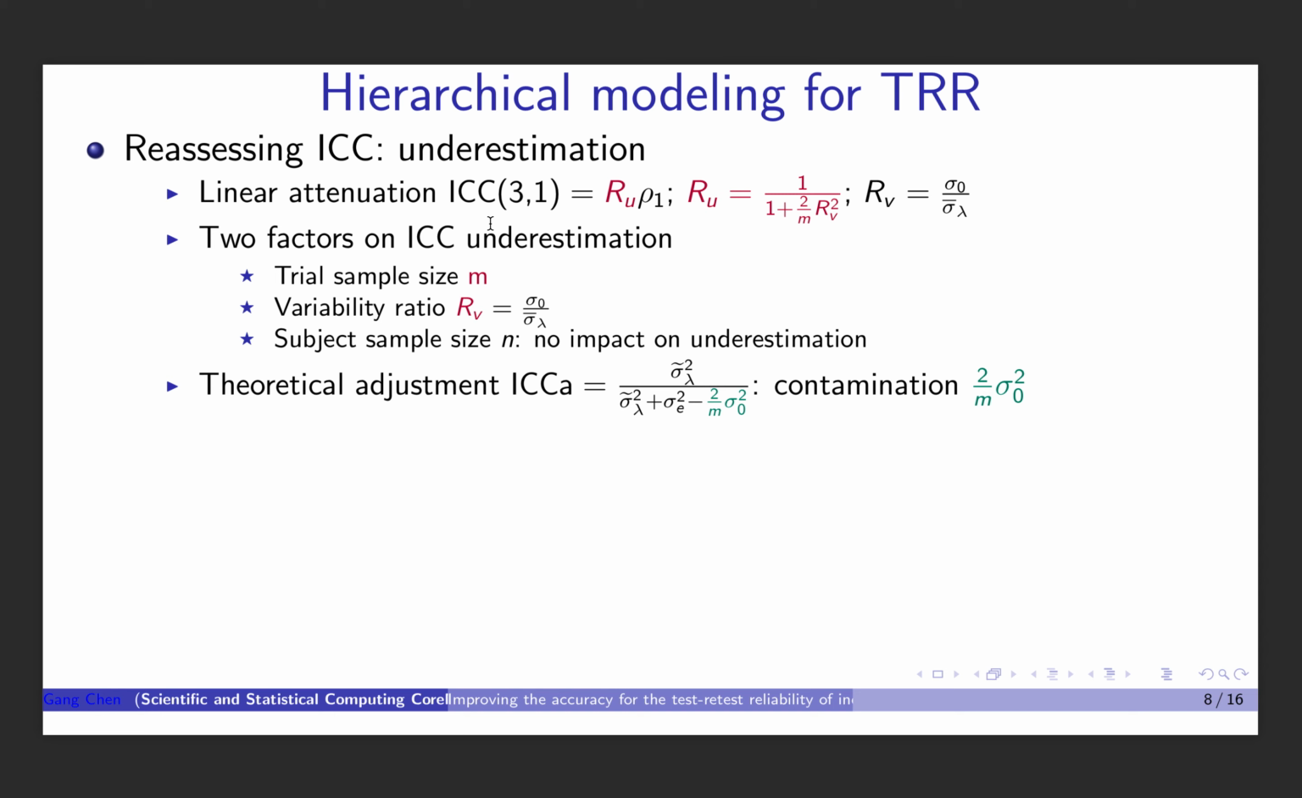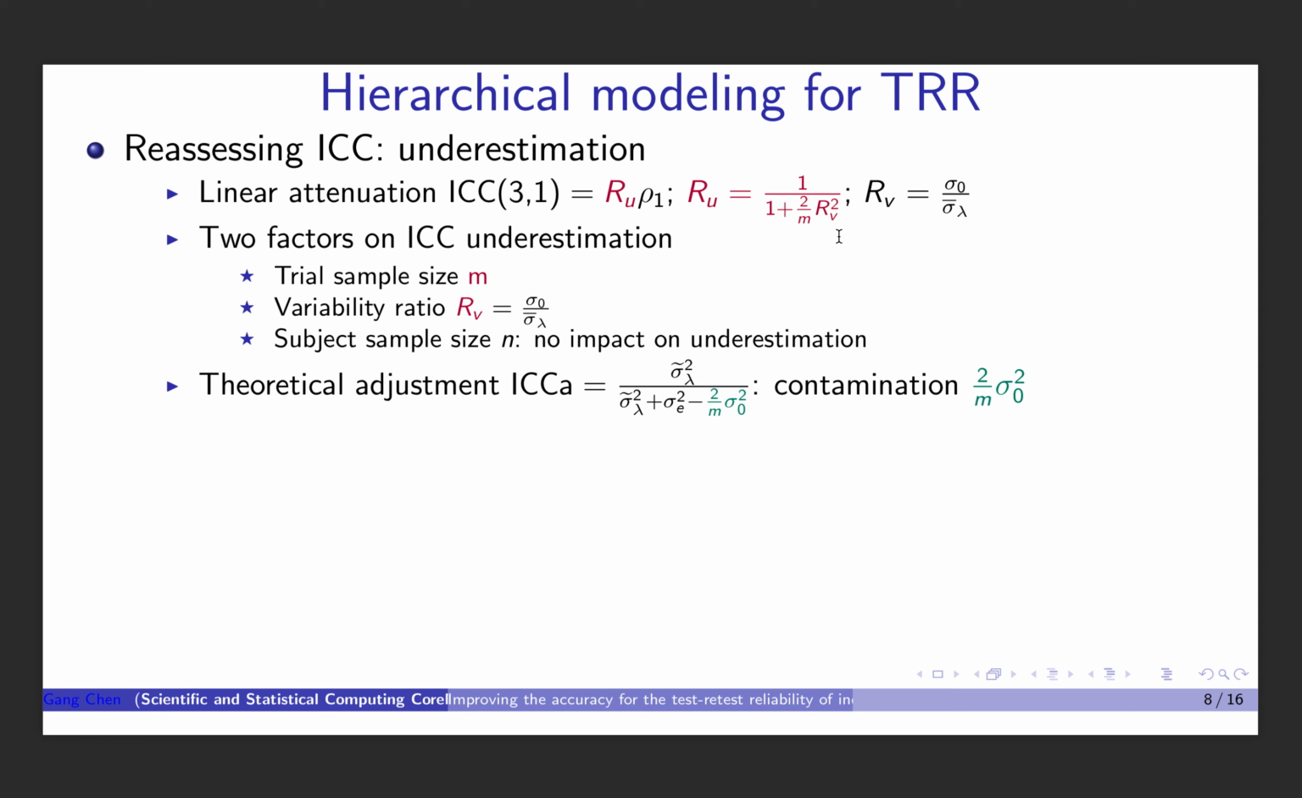Immediately, we'll see why it's troubling with the traditional ICC, because now the ICC value can be expressed as a proportion of the true variability. That proportion is less than 1. And there are two parameters. The first parameter, in the denominator, is the trial-level m, the trial sample size. The second one is RV squared.